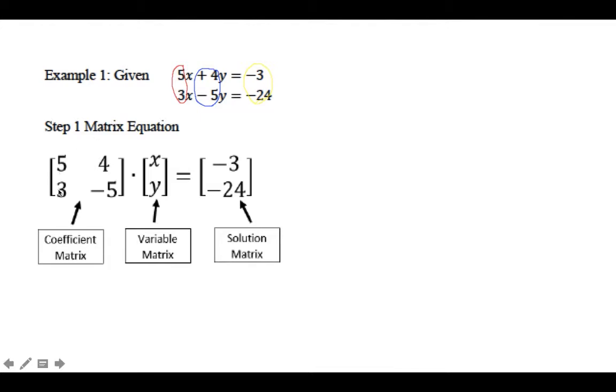So 5 and 3, 4 and negative 5, negative 3 and negative 24. The numbers are in the same exact spots. The only thing is your variable matrix: you just have to know x comes in the front, y comes in the back, so x is on the top, y is on the bottom. So step number 1 is complete. I've taken my 2 equations and turned them into a matrix equation.